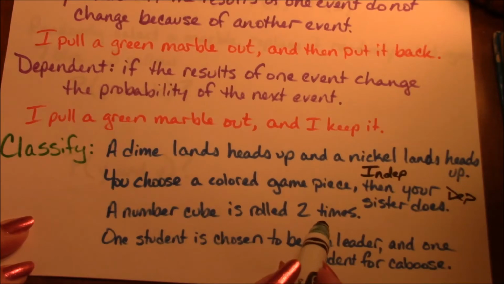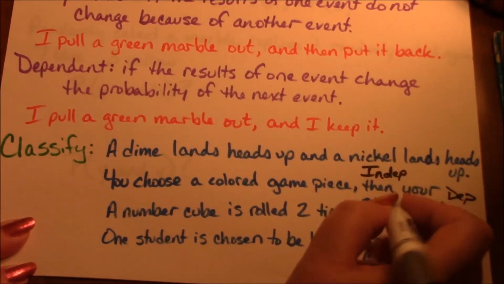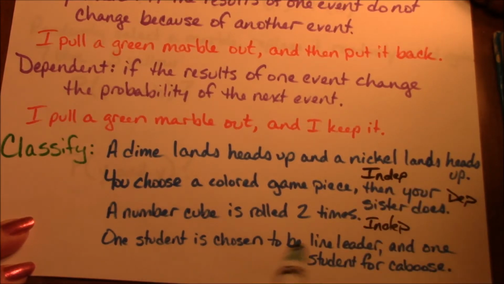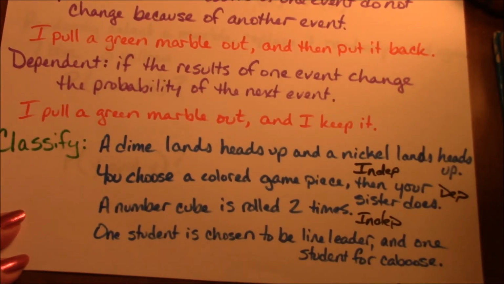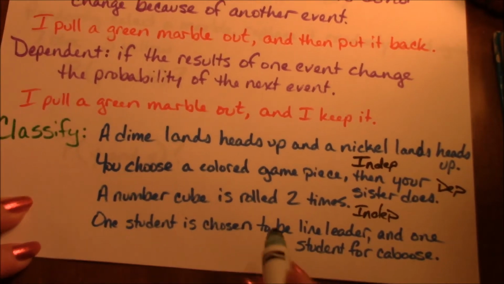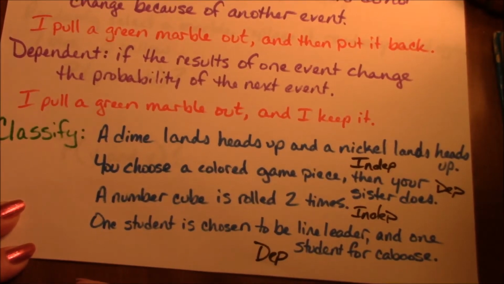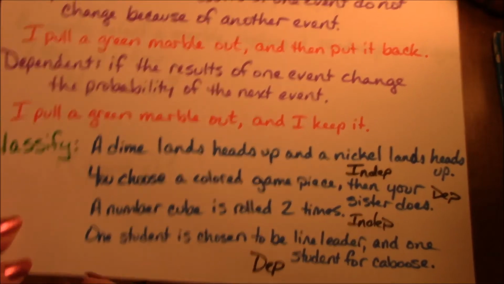A number cube is rolled 2 times. Those are independent events. Doesn't matter what you rolled the first time, because the second time can still be whatever it wants to be. One student is chosen to be line leader in a class, and then one student is chosen for the caboose. That's a dependent event, because I can't choose the same person to be line leader and caboose. Once I choose that first person, then they're out of the running, and I have fewer students to choose from for caboose. Make sense?